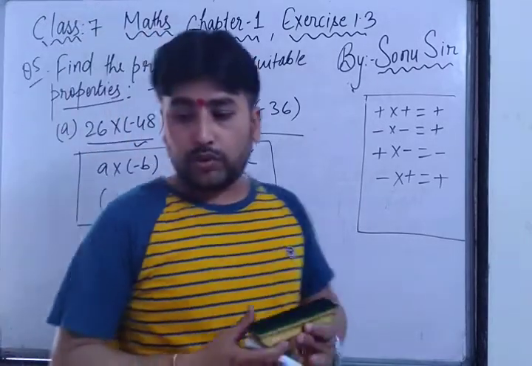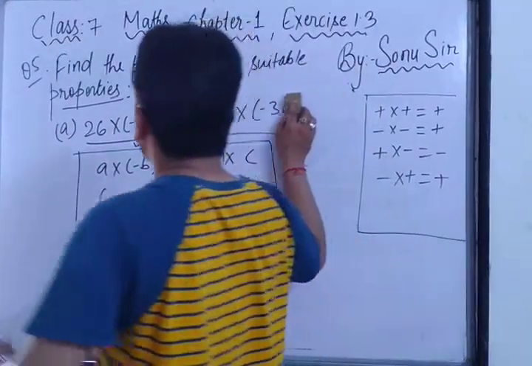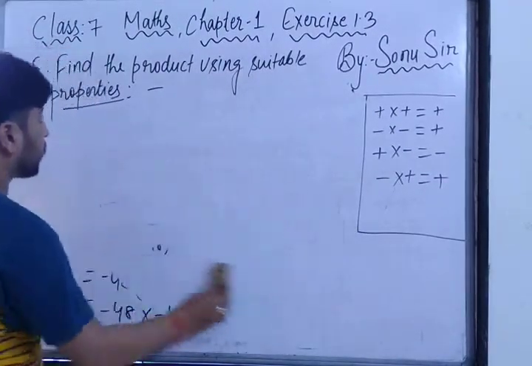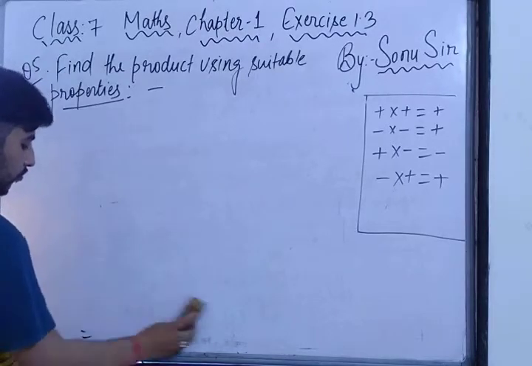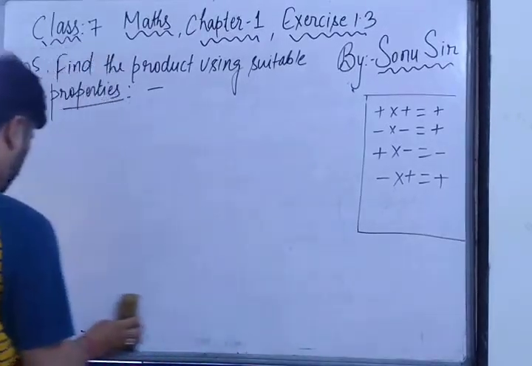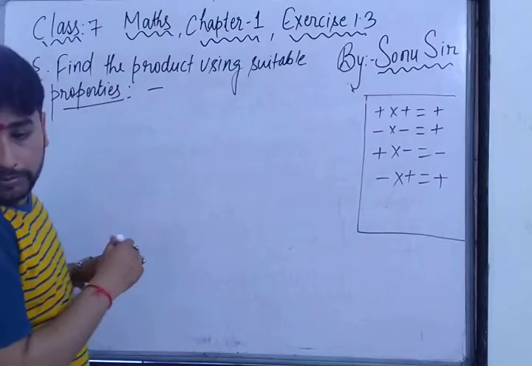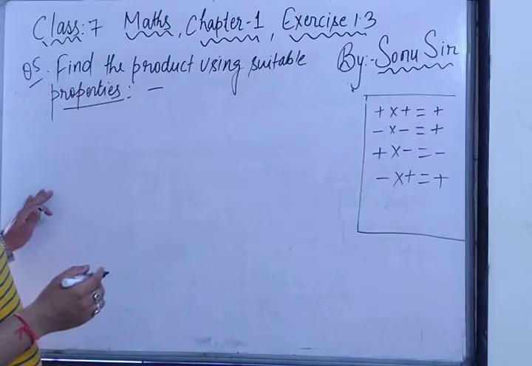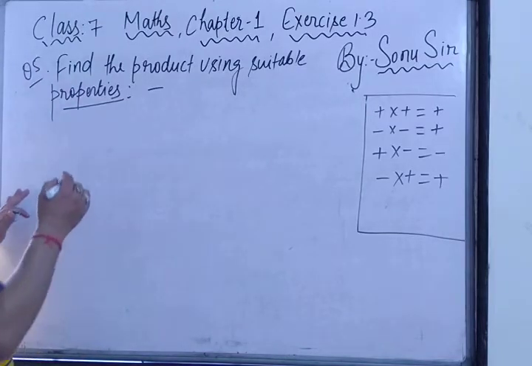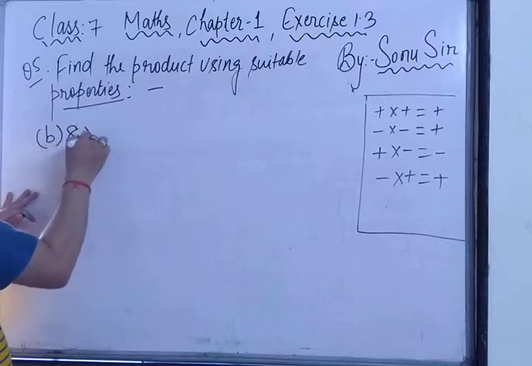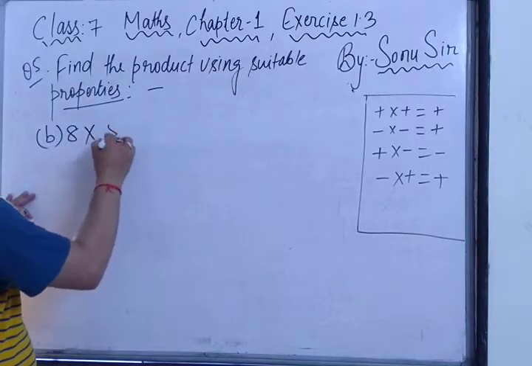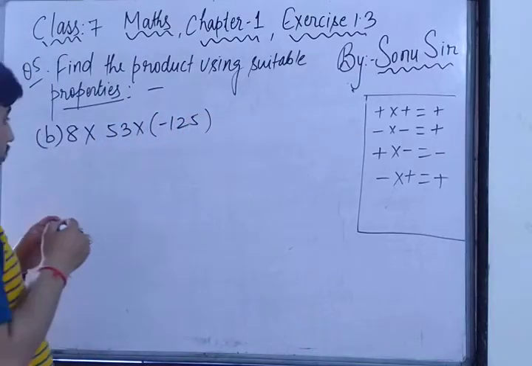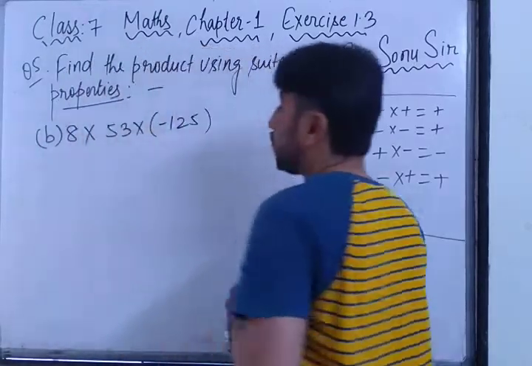Now let's move toward question number B. What is question number B? Question number B is 15 into minus 20, 8 into 53 into minus 125. This is the question. Now tell me, here there is nothing common and you have to do multiplication.